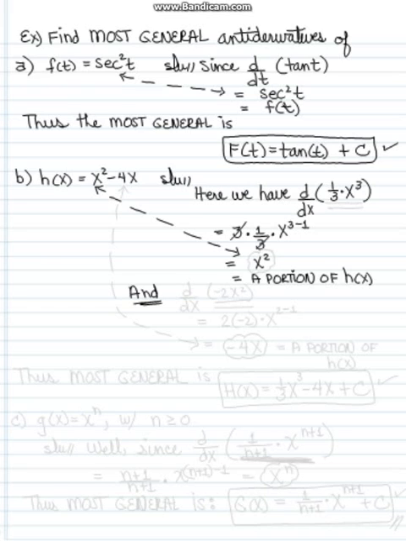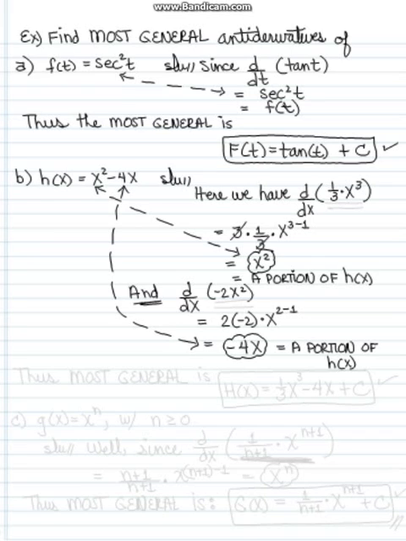So let's continue. And the derivative with respect to x of, let's say, negative 2x squared. That is 2 times negative 2 times x to the 2 minus 1, which is negative 4x. Well, heck, look at that. That also is a portion of our h of x. It's the second term. So let's put it together.